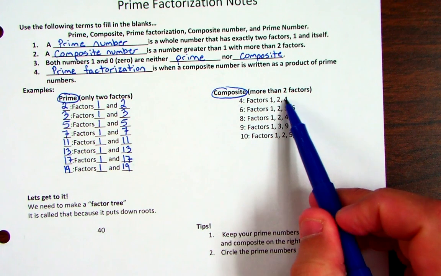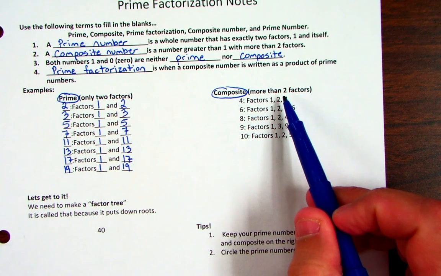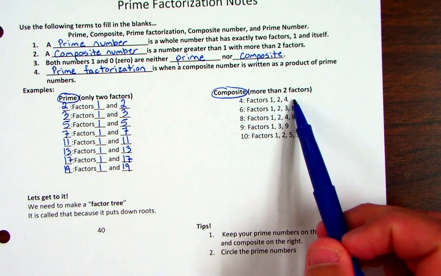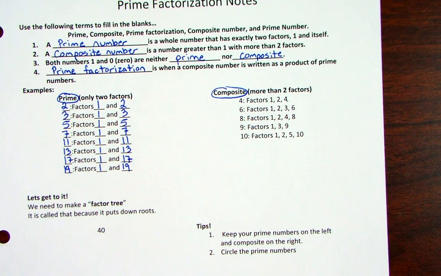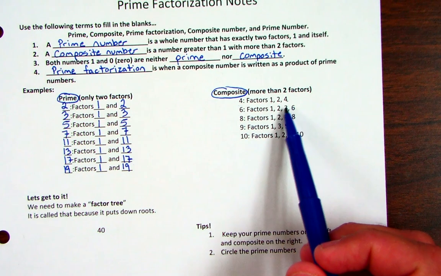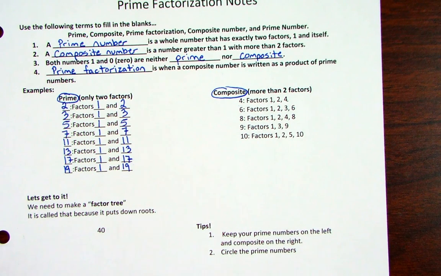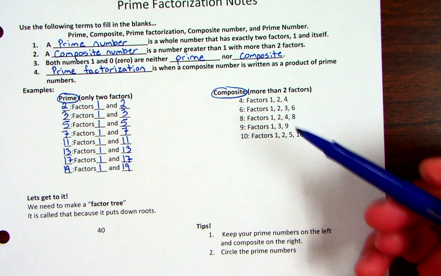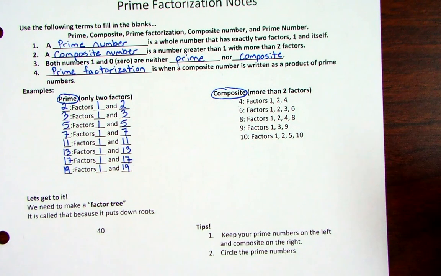1 times 4 is 4. Also, 2 times 2 is 4. So there's more than 2 factors. 6, because you got 1 times 6, you also got 2 times 3. Again, more than 2 factors. Then we'll have 8, we have 9, we have 10, we also have 12, and so forth. But I'm not going to go through all those.